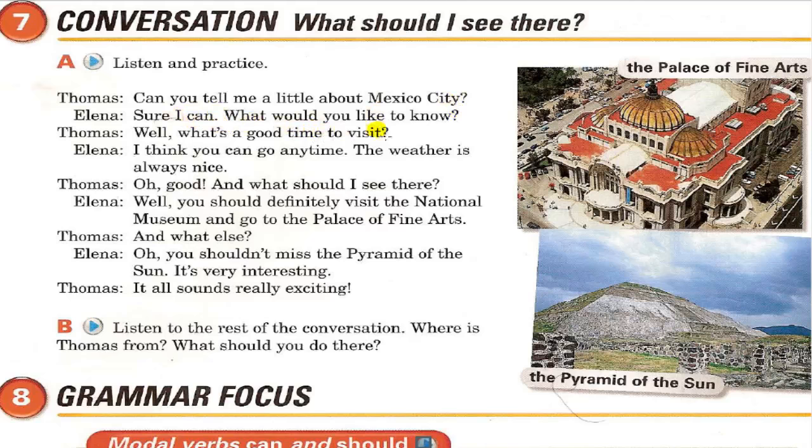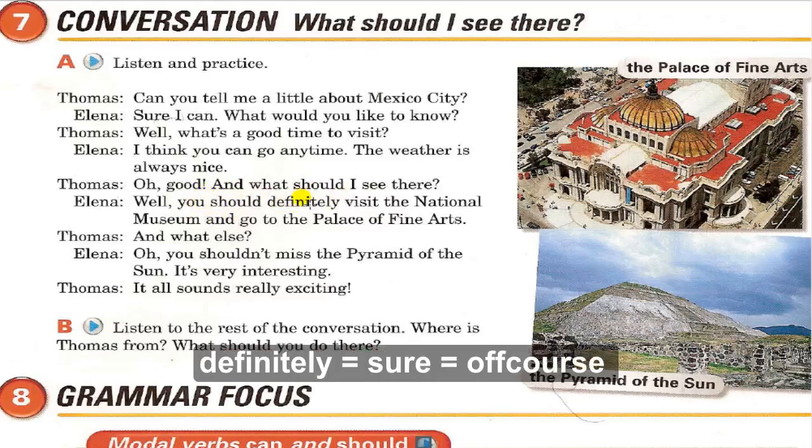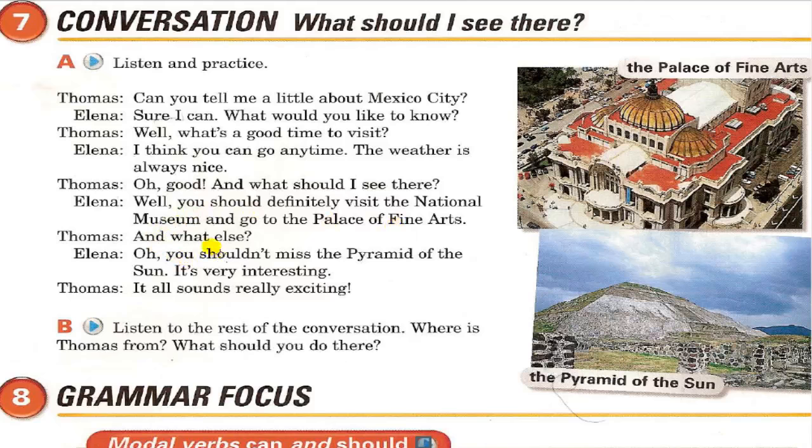Sure I can. What would you like to know? Well, what's a good time to visit? I think you can go anytime. The weather is always nice. The L is silent in "always." Oh, good. And what should I see there? Well, you should definitely visit the National Museum. Definitely, sure, of course. And go to the Palace of Fine Arts. And what else? Oh, you shouldn't miss the Pyramid of the Sun. It's very interesting. The E is silent in "interesting." It all sounds really exciting.